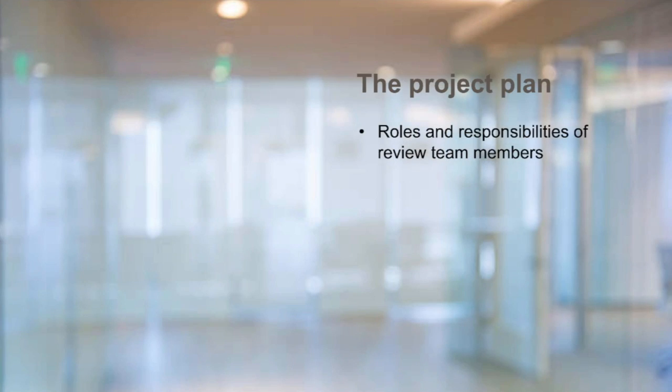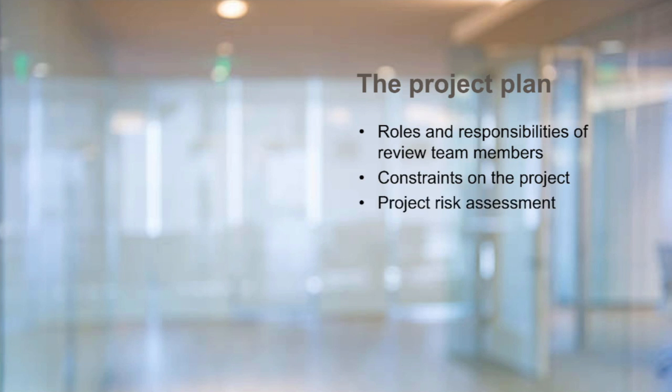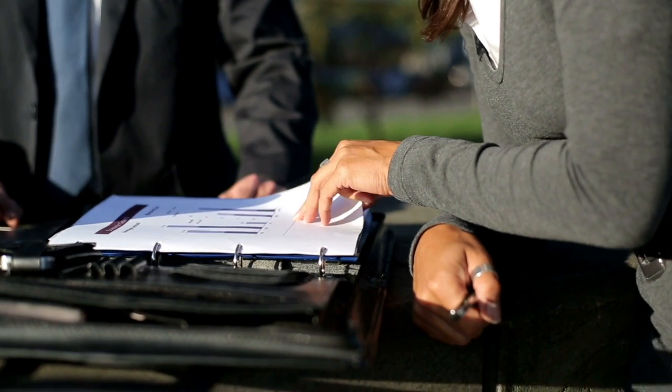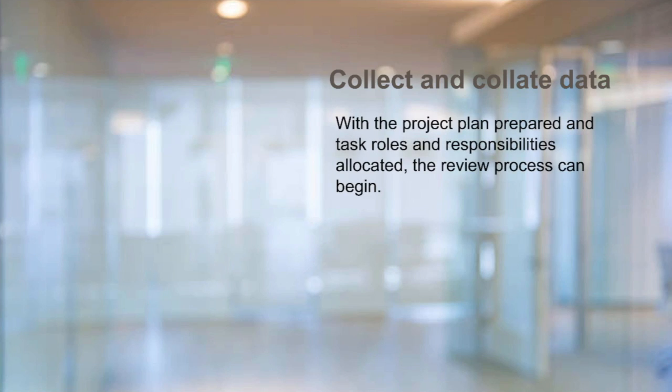Consider the roles and responsibilities of various team members, the constraints on the project like time and cost, assessment of project risks such as confidentiality and contingencies where serious breaches might be in place, and the ground rules for the project, things like communication, monitoring progress, assistance from other people, and so on. With the project plan prepared and task roles and responsibilities allocated, the review process can begin.